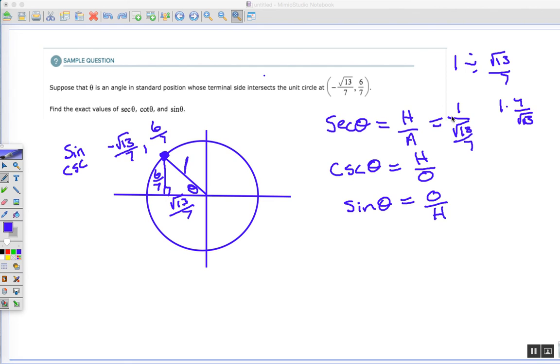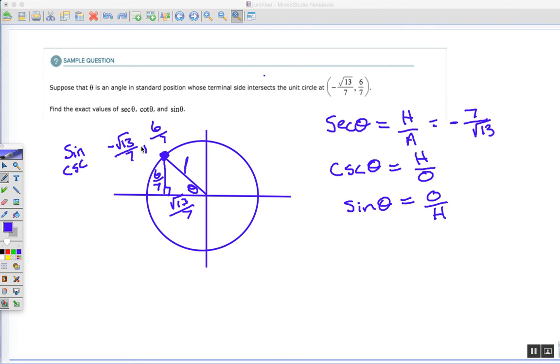So secant of theta, just trying to get that a little bit neater. There we go. So secant of theta is equal to 7 over the square root of 13. And in this quadrant, secant is negative. Okay, let's now look at cosecant.